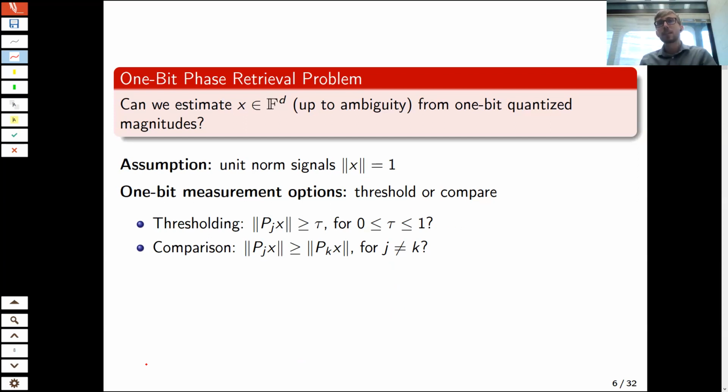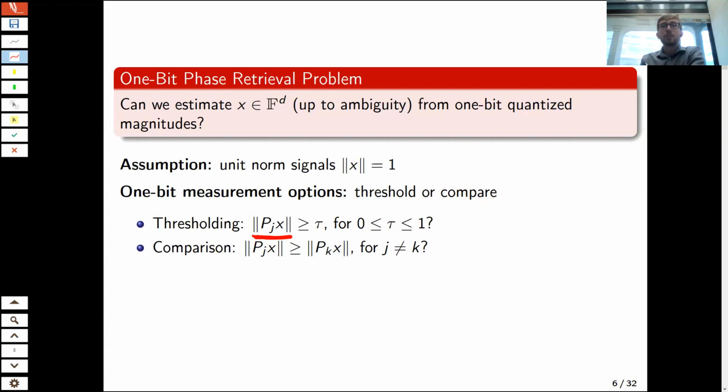And then the question becomes, well, what sort of ways can we quantize? What are natural ways to quantize the regular phase retrieval measurements, magnitude projections? Okay, so here's 2 natural ways. First, I'd call thresholding. So really I'm just asking, is the magnitude of that projection greater than or equal to some threshold value tau? Yes or no, right? That's my 1 bit, 1 or 0.